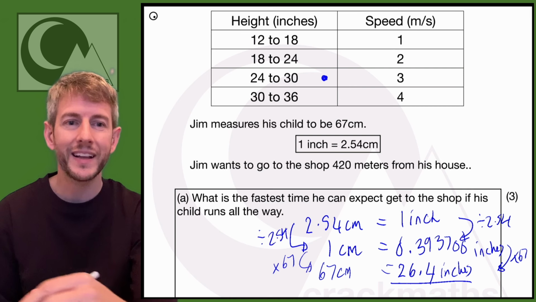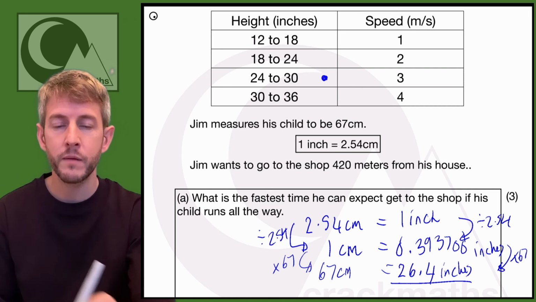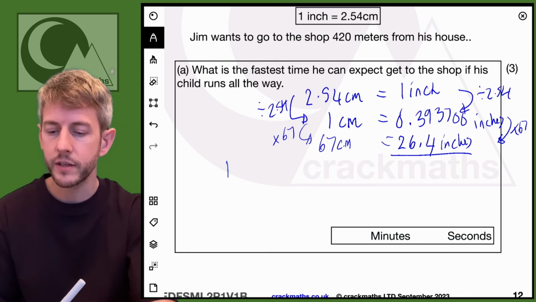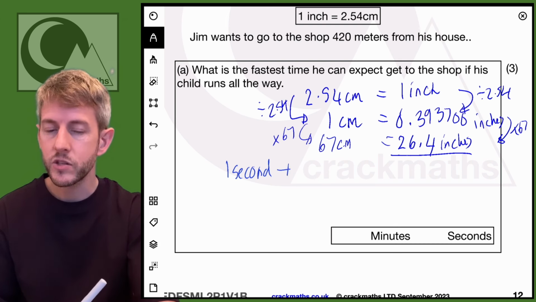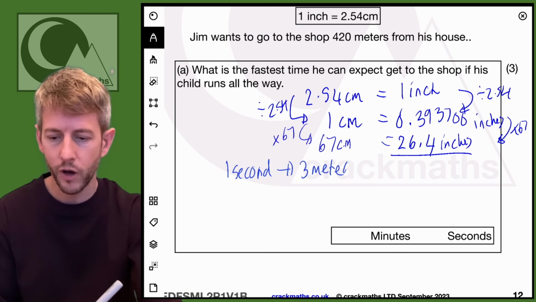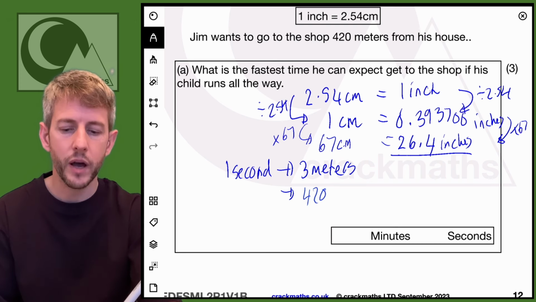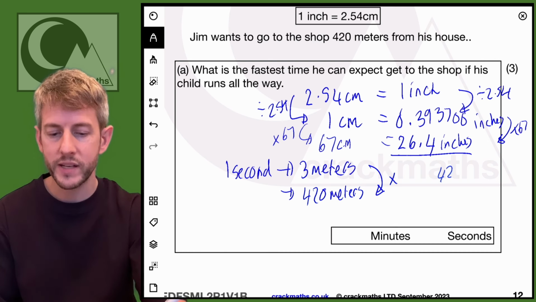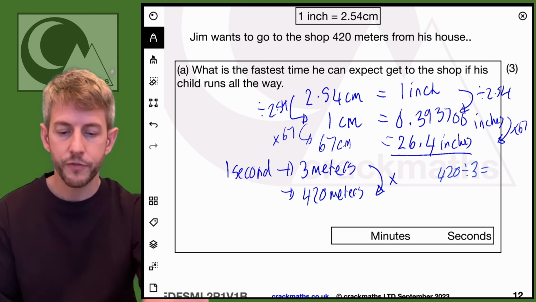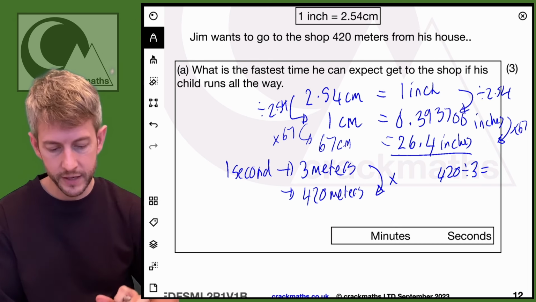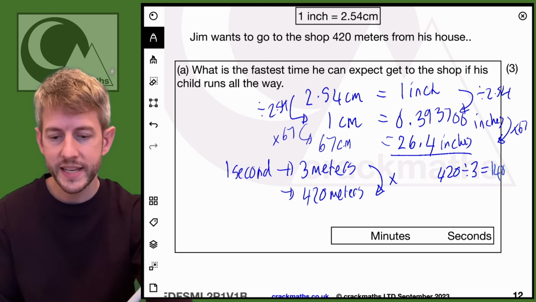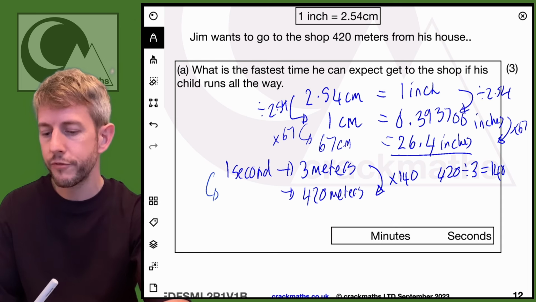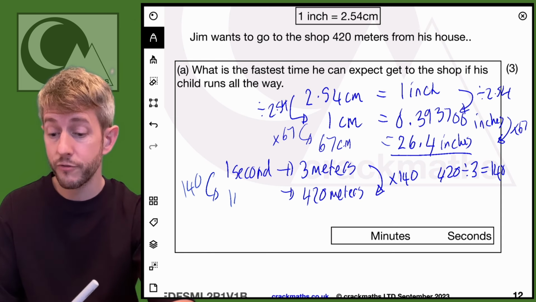Okay, so I can see that 26.4 would land you in this group. Knowing that, I can see that Jim's son will be predicted to be running at 3 meters per second. That means in 1 second, he runs 3 meters. So I want to know how long it takes him to run 420 meters. I need to work out what to multiply that by, so I'm just going to do 420 divided by 3 to find out. 420 divided by 3 is 140. So 420 is 140 lots of 3 meters, which means it's going to be 140 lots of 1 second. So he's going to take 140 seconds.